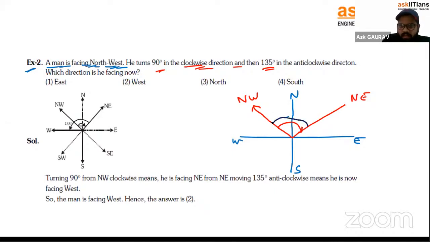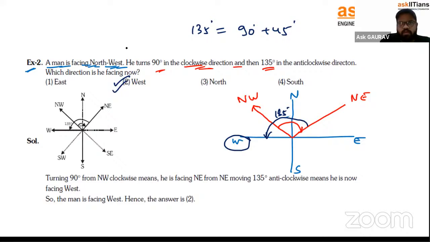From here is 90 and again 45 because you have to move 135 degrees. 135 degrees is what? 90 degrees plus 45 degrees. So 90 degrees back and 45 degrees more. So you will reach west. Which direction is it facing now? West. Is it clear? Once you are moving clockwise 90 degrees, then anti-clockwise, in that anti-clockwise the same 90 you will cover again, right? And 45 degrees more. So you will reach the west direction. So which direction is he facing now? West.